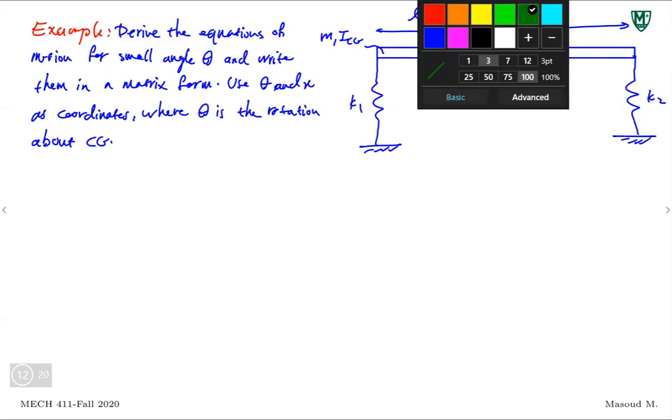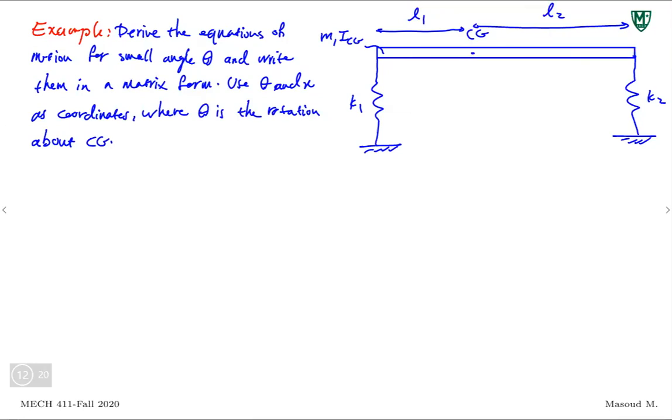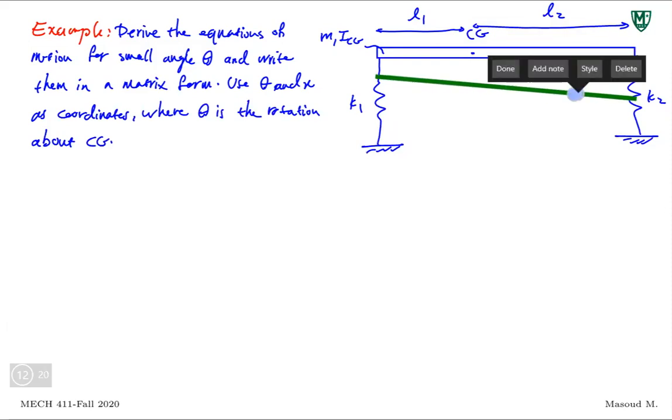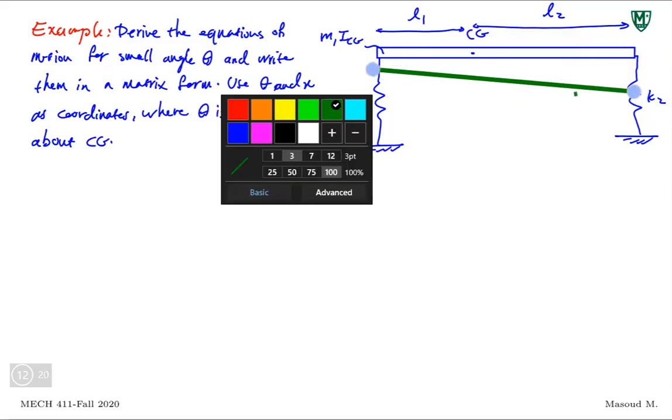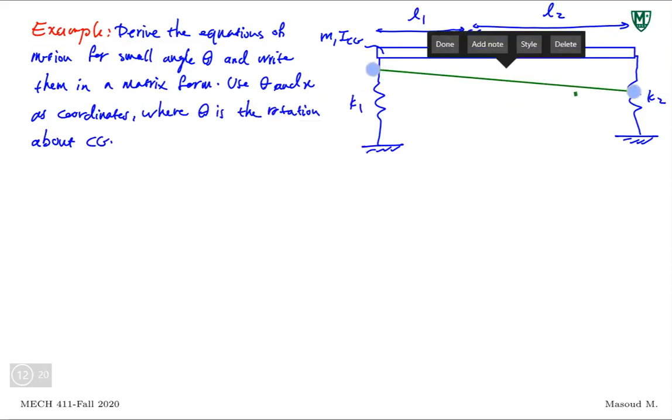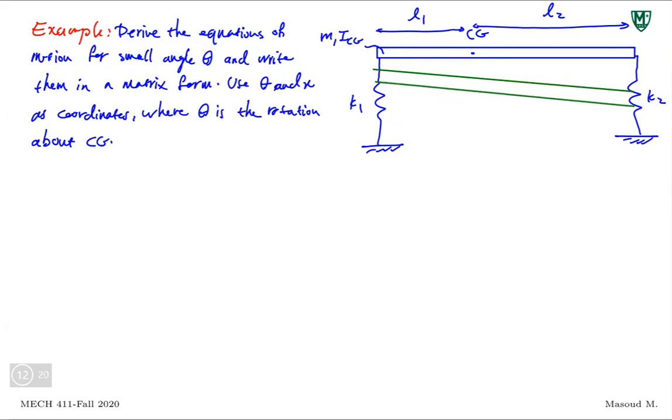I'm going to draw the bar. I'm going to assume that it's coming down, rotating clockwise at some given moment, because I want to derive the equations of motion. Let's do it this way. There you go, this is better. Now I'm going to draw the second part here, and let's connect them together.